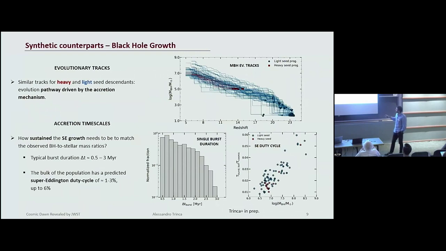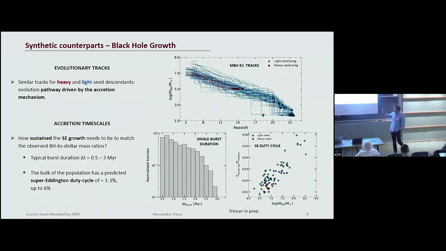And you can see that the duration of the single burst of accretion seems to be between 0.5 and 3 million years in our model, but of course they have to go through repeated episodes of super-Eddington accretion to build up the observed black hole mass. And if you look at the overall duty cycle, so the total time that they spend in this phase of efficient accretion over the total cosmic time at the moment of observation, you see that we have pretty low duty cycles, between 1 and 3% for the bulk of the population, and up to 6% for the more massive systems.